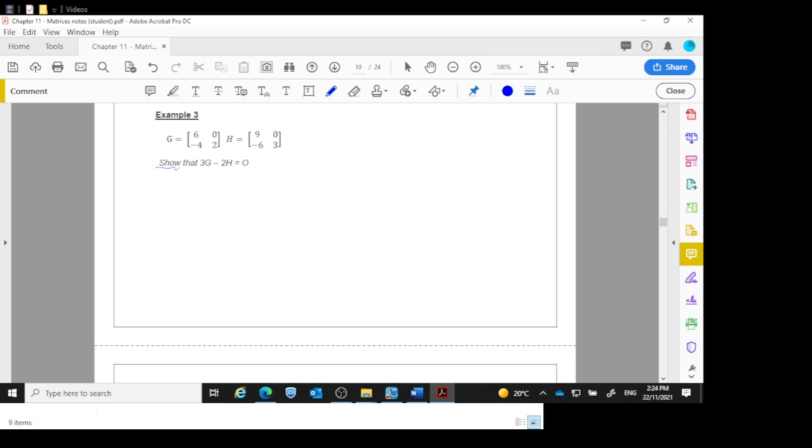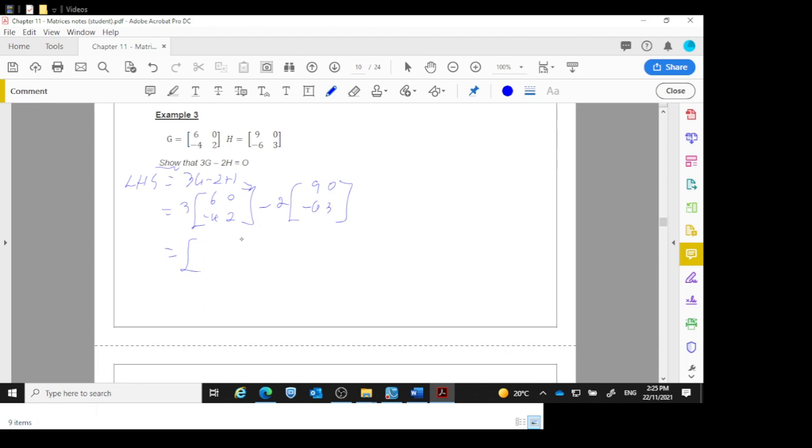With a "show that" question, we always start with the side that we can work on. So the left-hand side, 3G minus 2H. So it's 3, [6, 0; -4, 2], that's my G, minus 2, and my H is [9, 0; -6, 3]. And I know my answer is going to be 0, but I need to show all the working out.